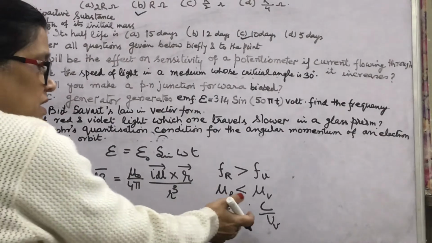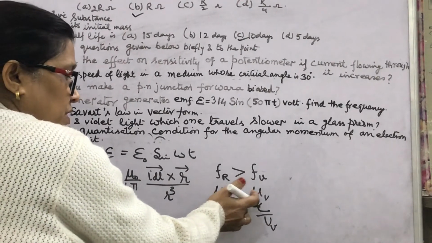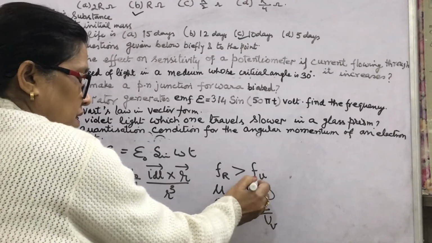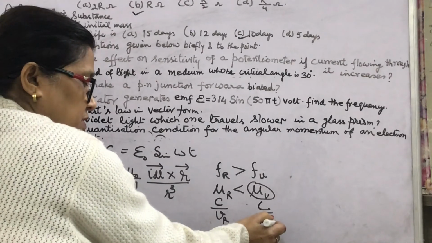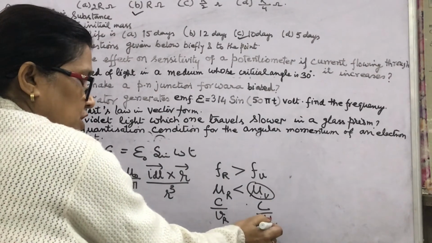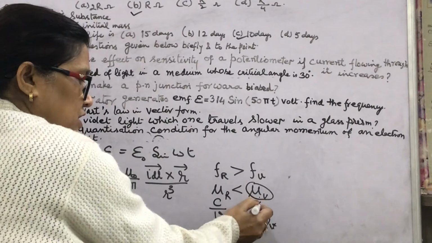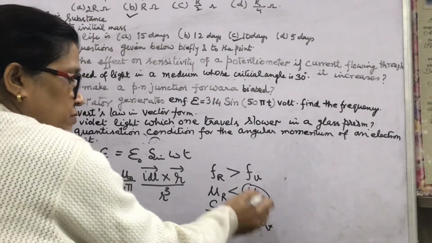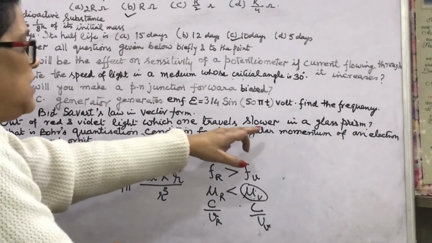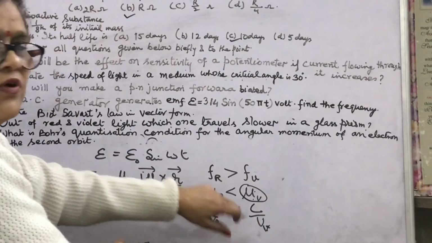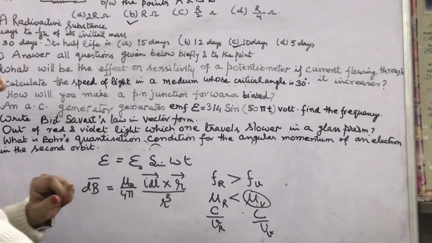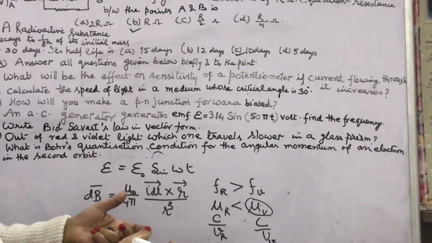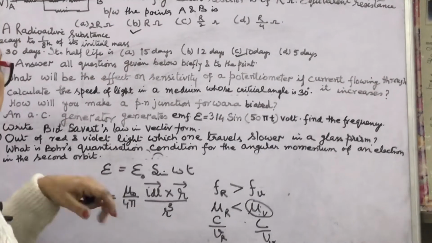Since mu is greater for violet, and mu and velocity are inversely proportional for the constant c, the speed of light, if this is more, then this will be less. What will be the answer? Which will be slower? Violet color. How to decide? You have to learn the formula.